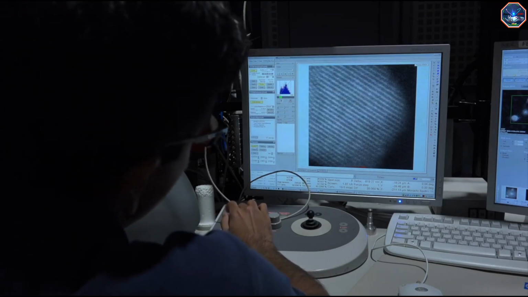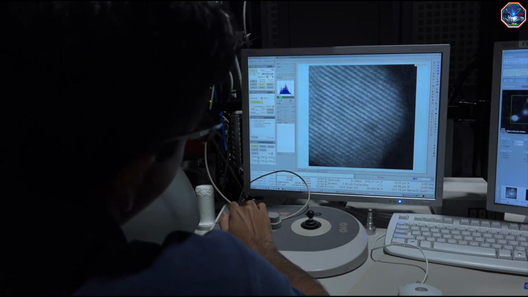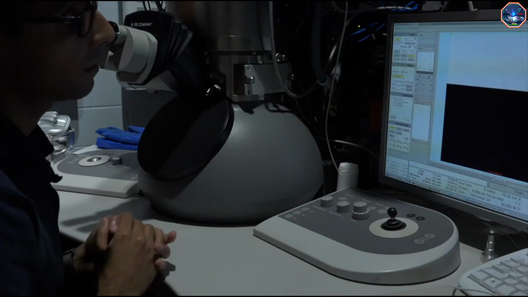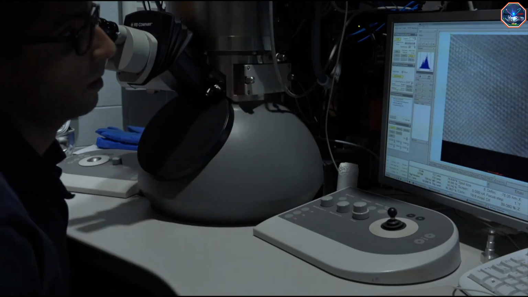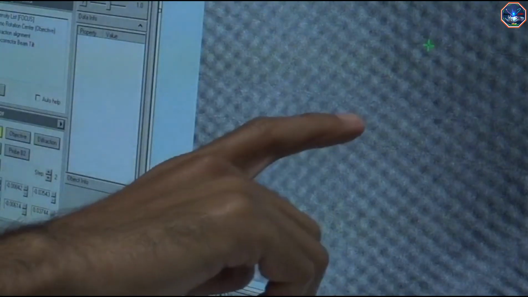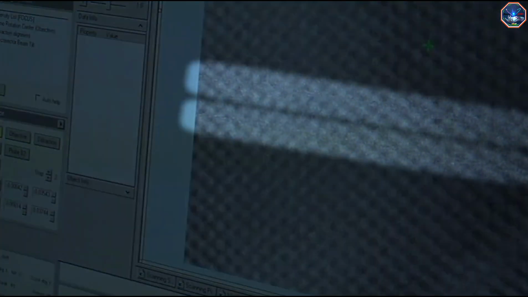The camera below the screen will collect the signal and send the information to the computer. As you can see, if we disrupt the environment, say by clapping our hands, we can see the distortions in the atoms that are being imaged. That's how sensitive it is. On the computer monitor, we can see our sample and save the image for further analysis.